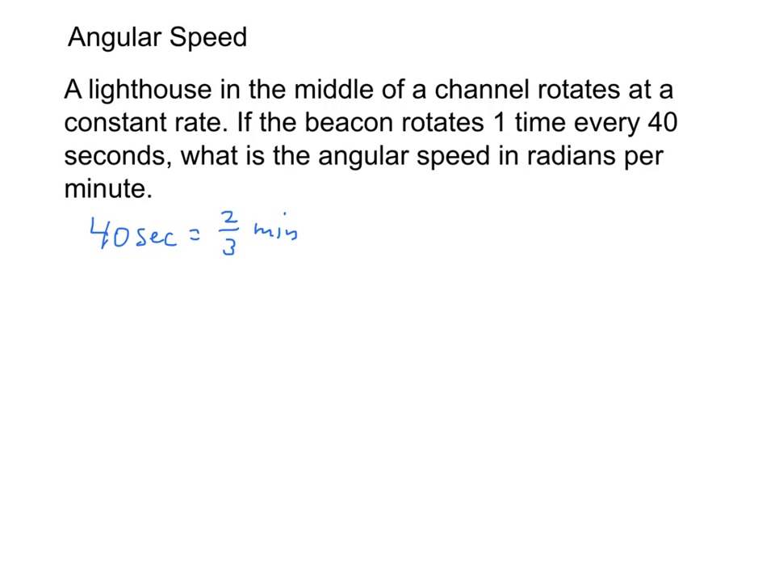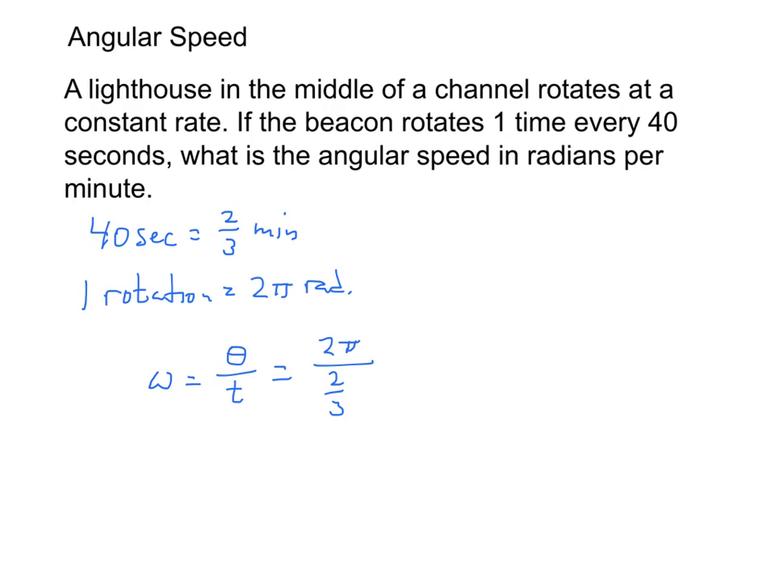The other thing, because we're working in radians, I know that one rotation is equal to 2 pi radians. So in this case, when I want to know what that angular speed is, which is omega, we know that's equal to theta over time. And in this case, I know theta is going to be 2 pi radians over 2/3 of a minute.